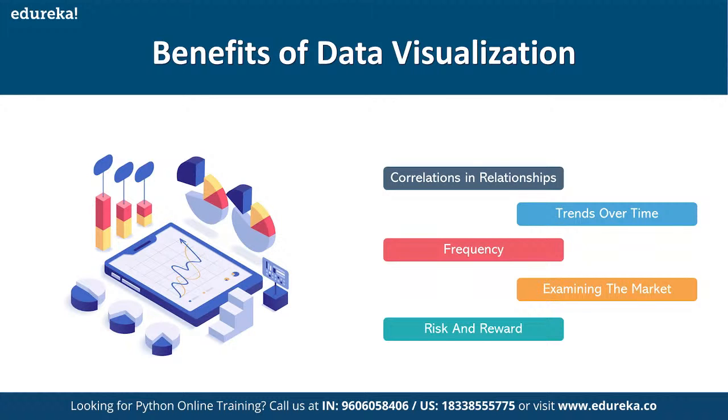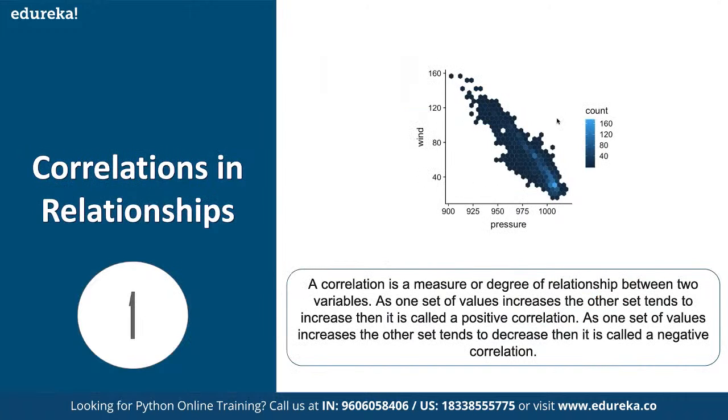For example, here we can see if one value increases, then the other one may increase or decrease. So we can say that these two data sets are either positively correlated or negatively correlated. And we also have high positive correlation, low positive correlation, and high negative correlation, depending upon the requirement.